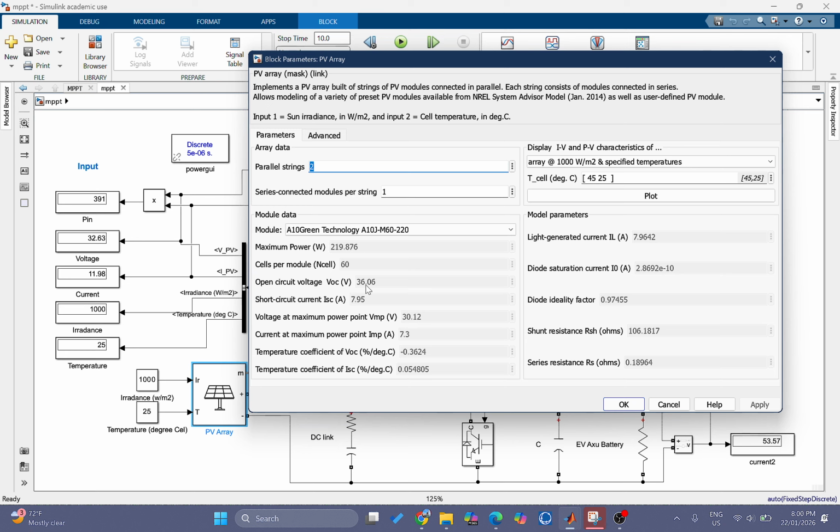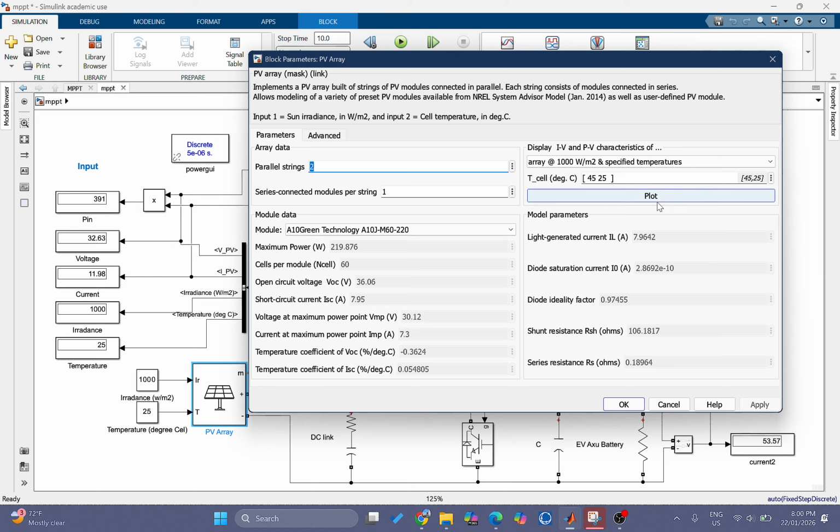Open circuit voltage is 36.06 and short circuit current is 7.97, and the maximum power point voltage is 30.12. Then the current at the maximum power point is 7.3, and the temperature coefficient at short circuit is given here.